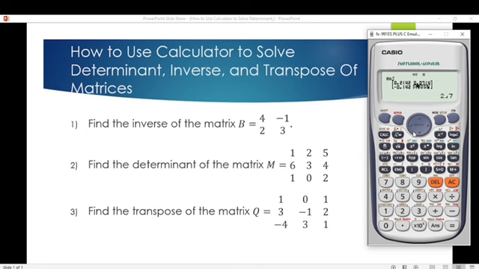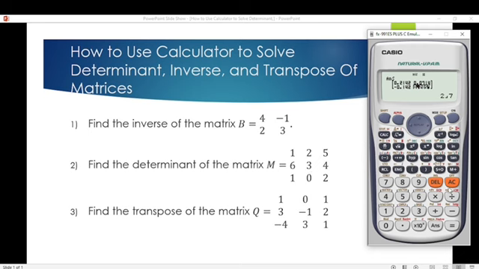So this is how we can use our calculator to solve for the inverse of a matrix. Let's move on to the next question, where we are told to find the determinant of the matrix M, which is a 3x3 matrix: 1, 2, 5, 6, 3, 4, 1, 0, 2.